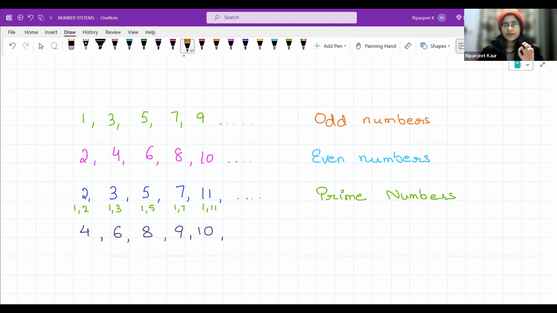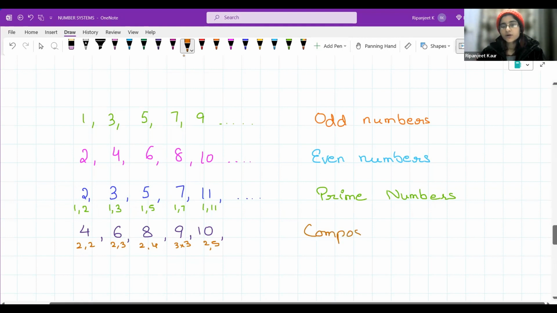Well, let us break them apart other than the number itself and 1. 2 2s are 4, right? 2 and 2. 2 3s are 6, 2 4s are 8, or 2 times 2 times 2. 3 3s are 9, and 2 5s are 10, right? So the numbers which can be divided by something other than 1 and the number itself are called composite numbers.